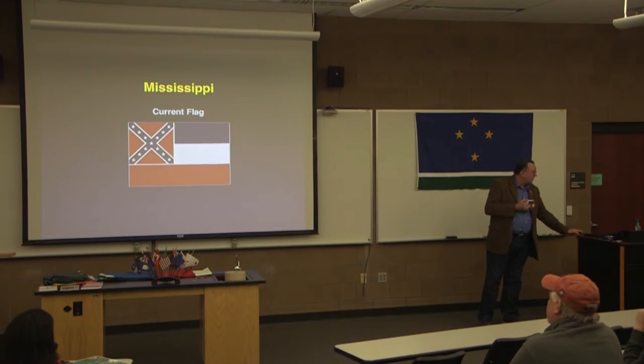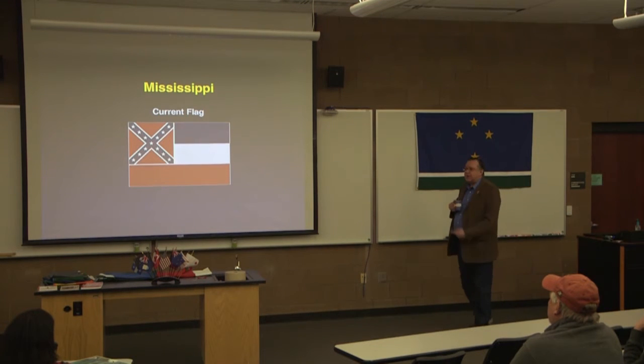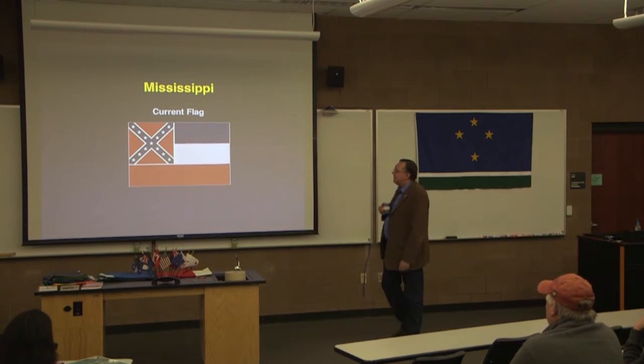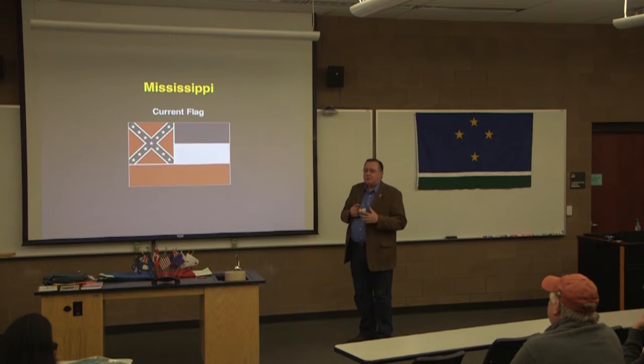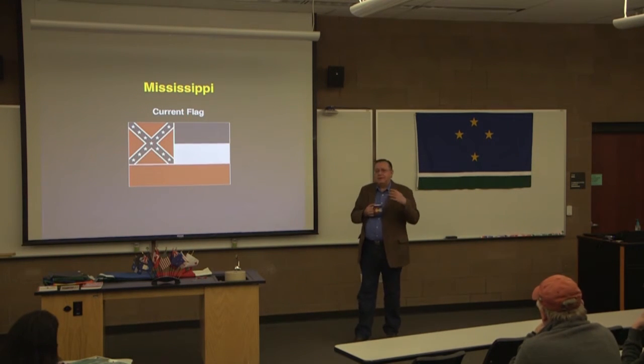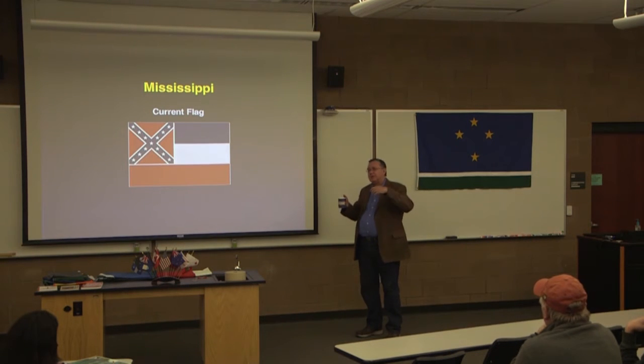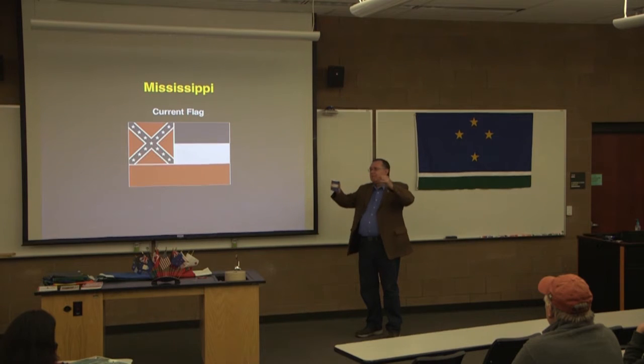But Mississippi's current flag still has the Confederate battle flag. The original Confederate battle flag was square. And then later on, another battalion, I think it was in Tennessee, if I get it straight, I can't remember, they did an elongated, or rectangular, one.